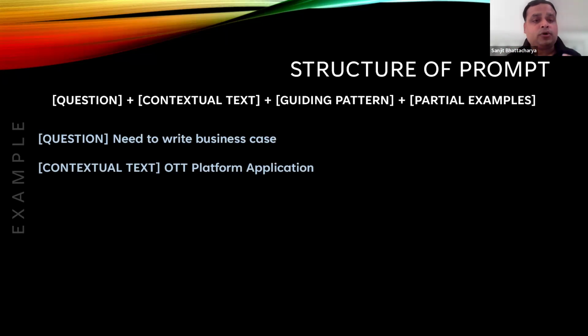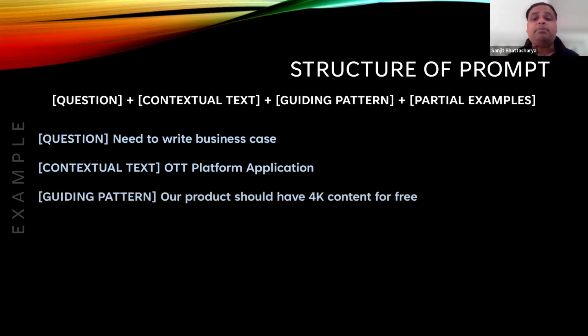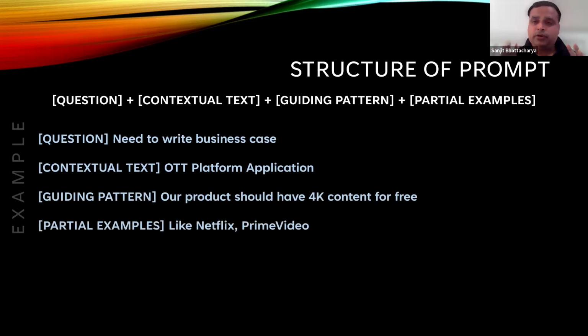Now your contextual text is OTT platform applications, something like the Z5 application, Netflix, Prime Video, and all these applications. So you are trying to develop an application and you need to write a business case for that application. Now the guiding pattern. What is the guiding pattern? Our product should have 4K content for free. This is your guiding pattern. And then you give an example. Your example is Netflix and Prime Video. Now, what happens when you give these examples? The GPTs are already trained and they know what Netflix is, what Prime Video is.